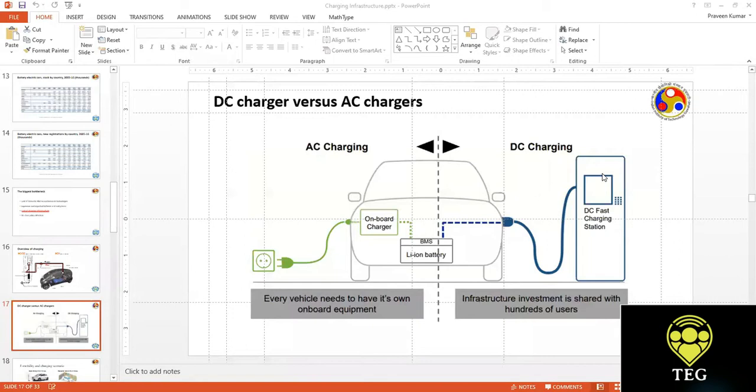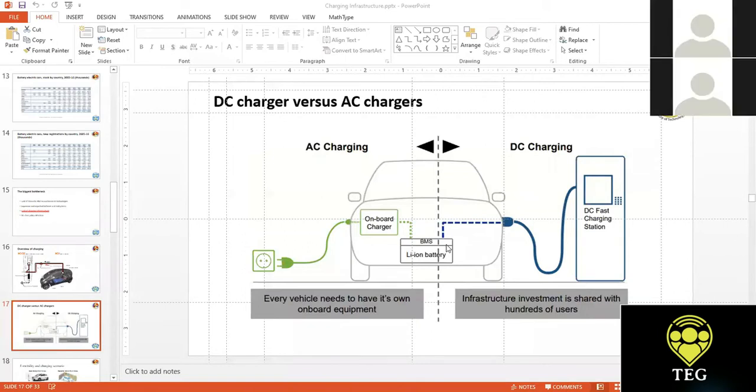Whereas in case of a DC charger, the output of the charger itself is DC, and it's directly fed to the battery. So they are known as off-board chargers. All DC chargers are off-board chargers, whereas all AC chargers are onboard chargers.